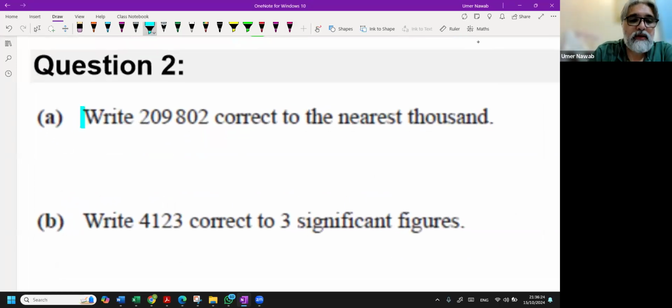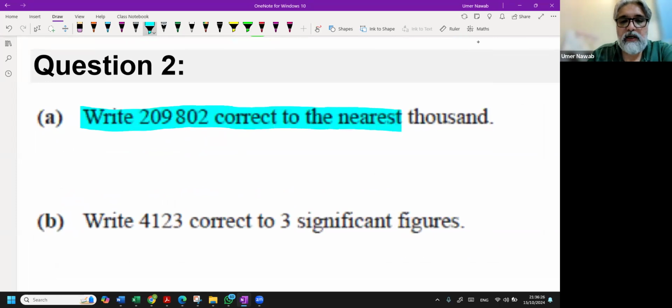Write 209802 correct to the nearest 1,000. So guys, nearest 1,000 means he is not talking in the language of significant figures. Rather, he talks about place values. So let's try to understand how rounding can be done when we have to round numbers to the nearest place value.